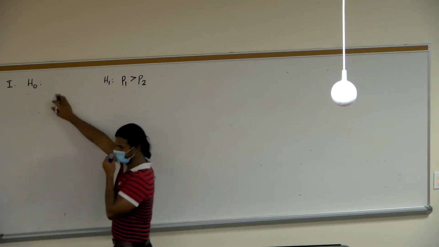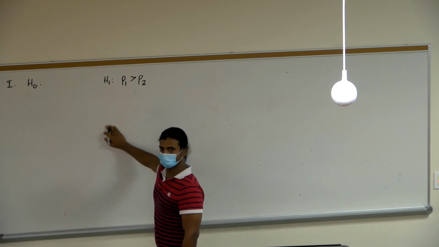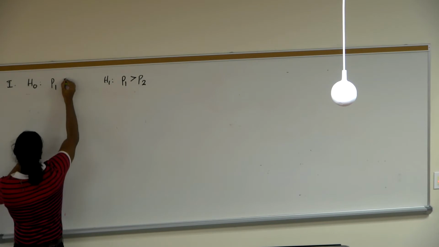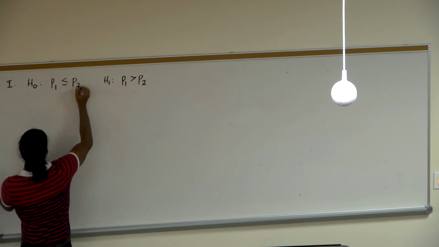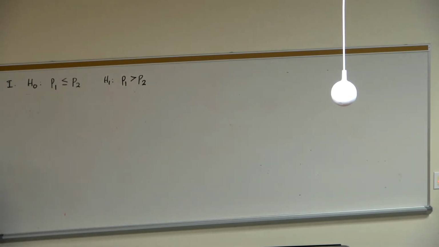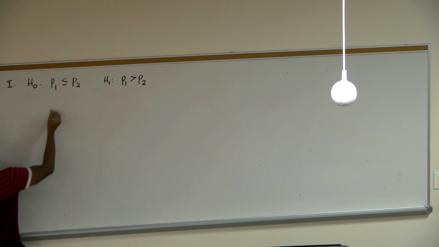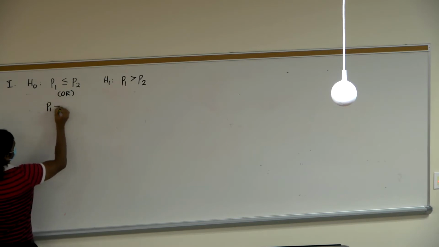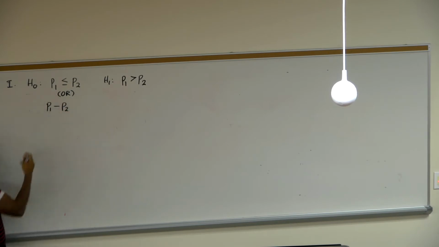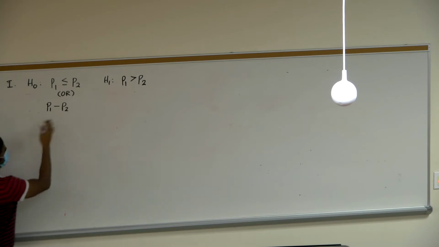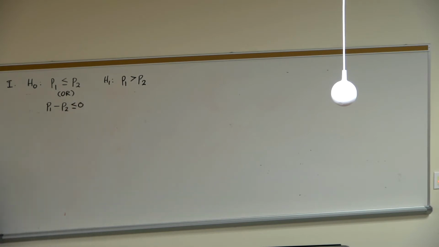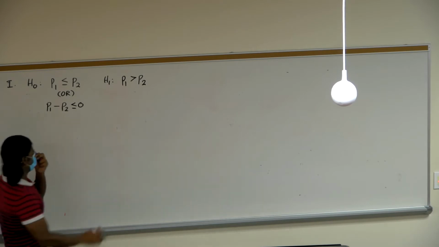What is the null? P1 is less than or equal to P2. You can also write it as P1 equal to P2. If I move that P2 to the other side, I have P1 minus P2 less than or equal to 0. Same.